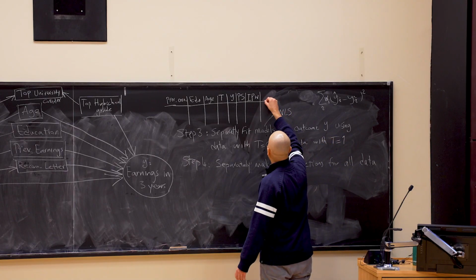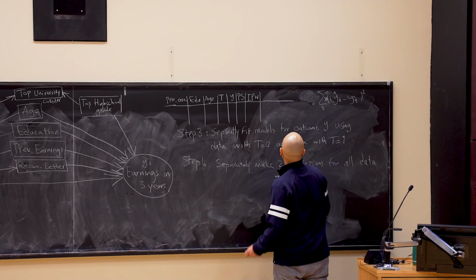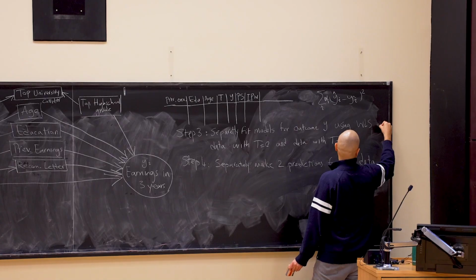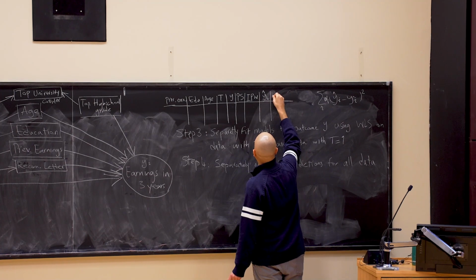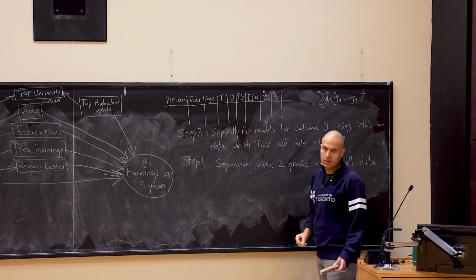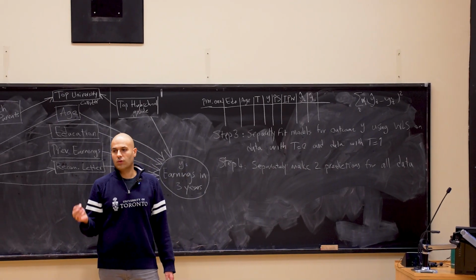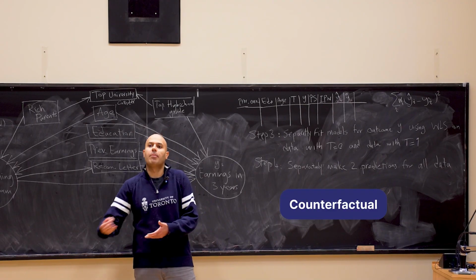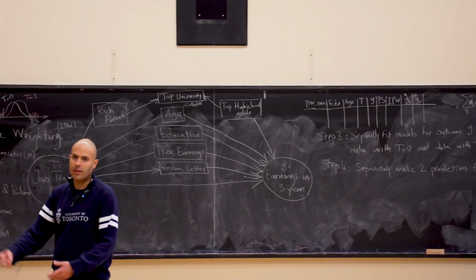So that's how, in step 4, I'm going to have y hat t and y hat u, which means treated and untreated, for every single individual. Questions? So for every individual, I would know the counterfactual, which means what would have happened if what happened didn't happen, if the opposite happened.